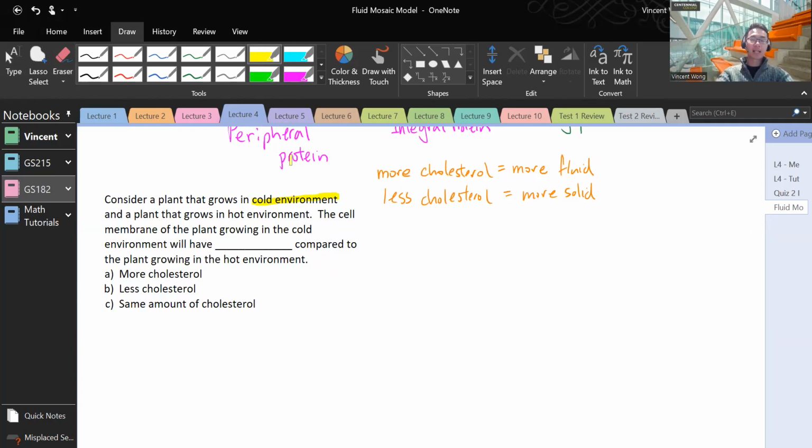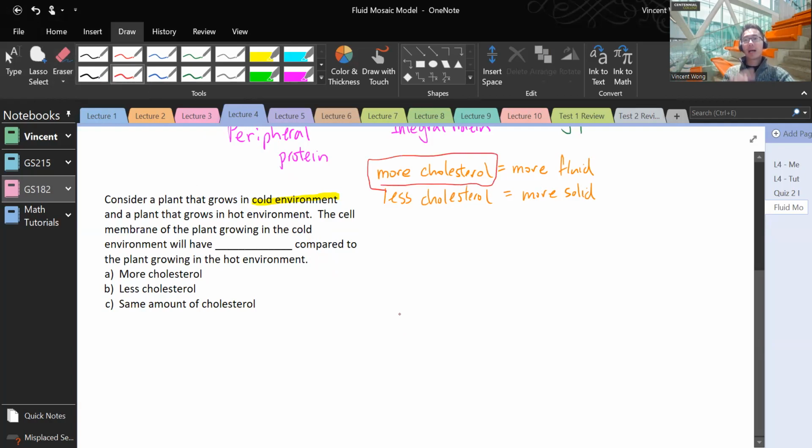Because otherwise things are not going to be able to go through, which is why, in order to counteract that in the cold environment, you would want to put more cholesterol, to counteract that drop in temperature, so that it is not going to be too solid. And so if you look at the cell membrane of the plant growing in the cold environment, it will have more cholesterol compared to the plant in the hot environment.